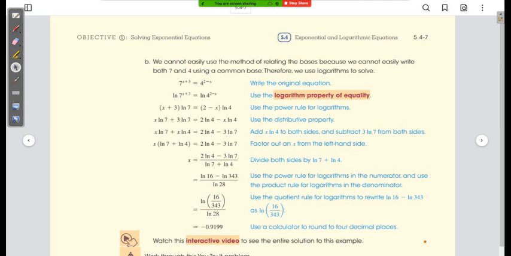Okay. So anyways, going from this down to this, notice what they did was we have the natural log of 16 minus the natural log of 343, because that's, well, that is, oh gosh.